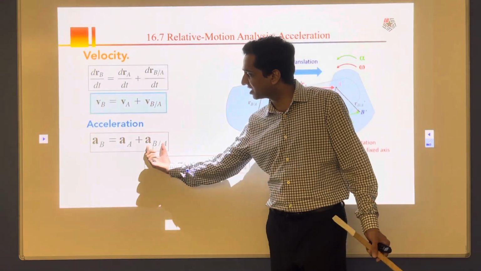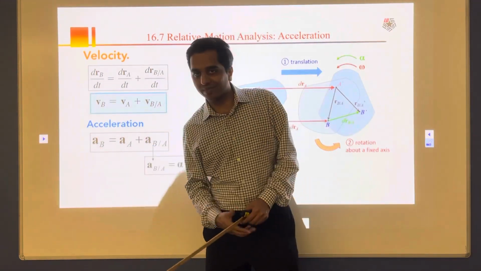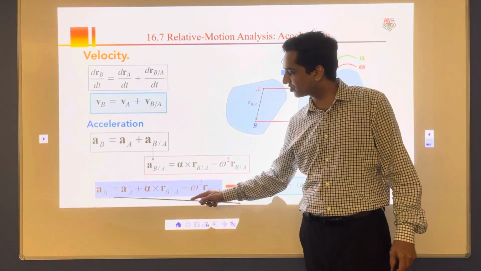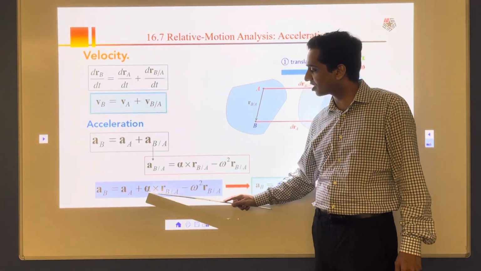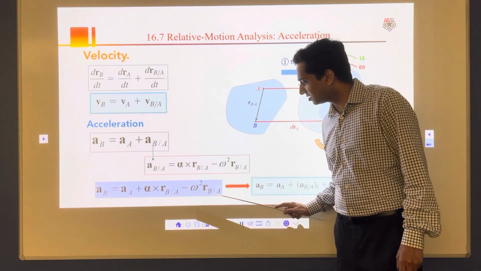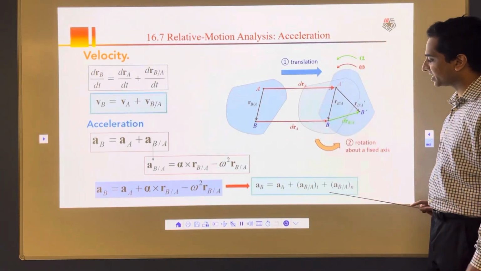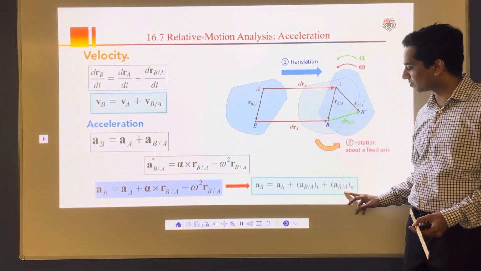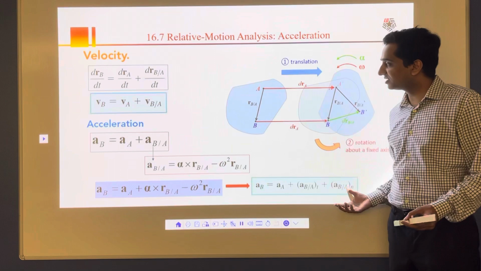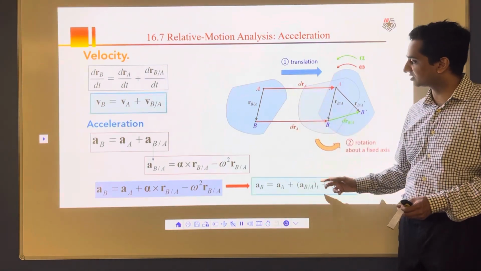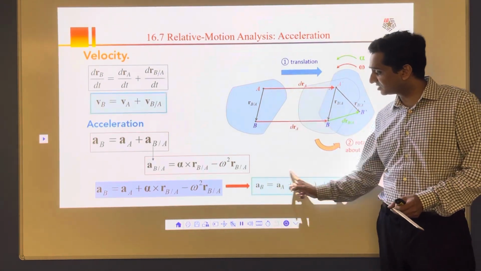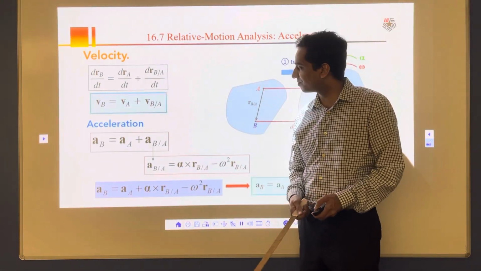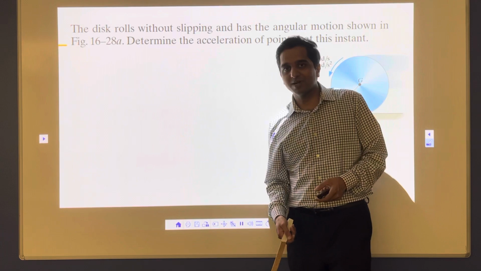I can take this entire thing, this tangential and normal acceleration, and plug it back here, and then I can get a new formula for acceleration of B, which will look something like this. AB is equal to AA plus alpha cross R minus omega square RB by A, or I can rewrite it as simply AB is equal to AA plus tangential plus normal acceleration, and that's how I'll get this relative motion analysis for acceleration for this point B. And this is the equation I can use to solve the problem. So let's do a problem.